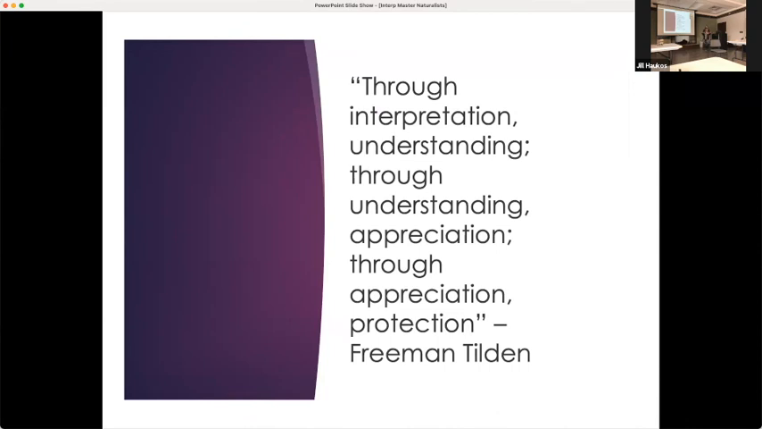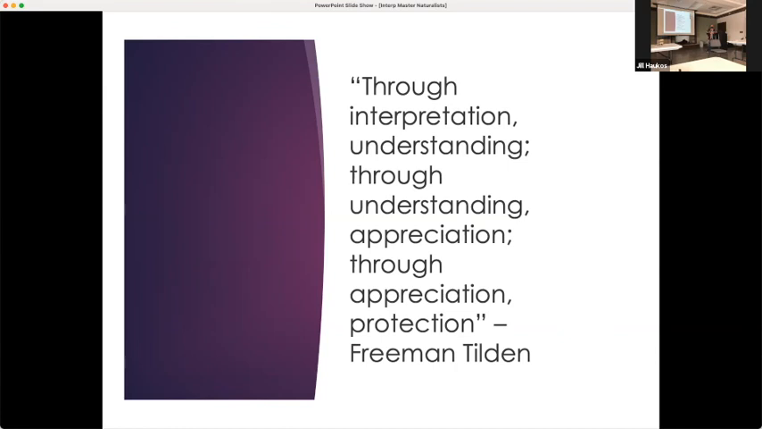And there is the most meaningful quote to many of us that are interpreters. You cannot change people's behavior without making some deep connection with them about that topic. And so it's through interpretation. Making that mean more to someone, to make them understand something, is how you get stewardship and how you get behavior change.